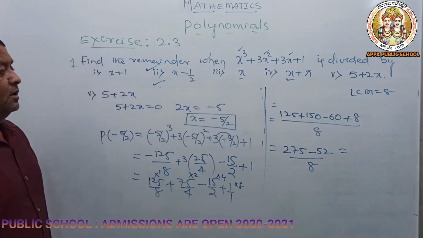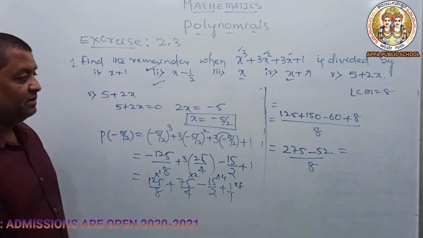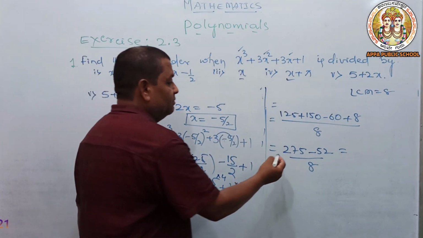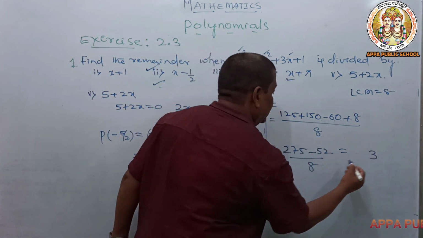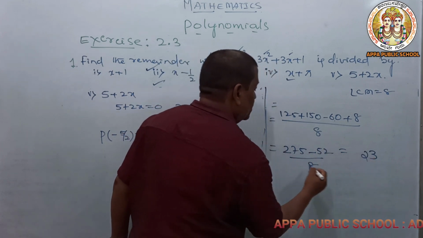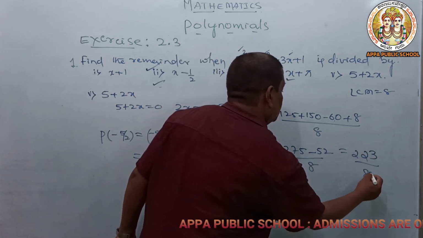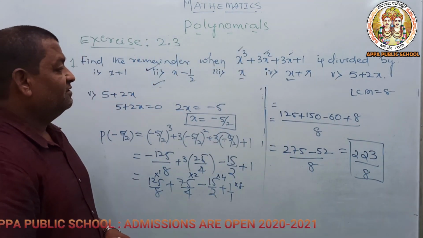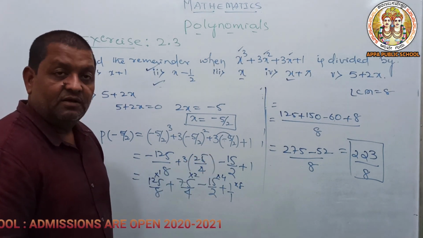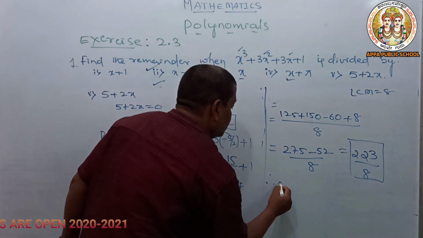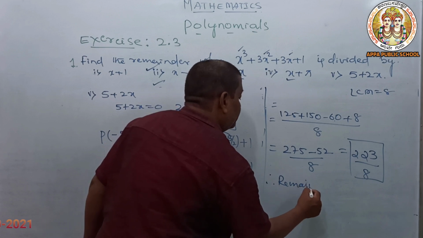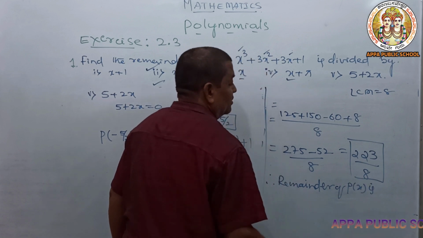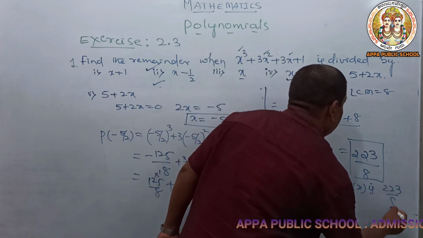Okay. So check it once again. 275 minus 60 plus 8 minus 52. Now we do this simplification. 5 minus 2, 3. 7 minus 5, 2. And this 2. Right? So what is your answer? 223 by 8. So that is our remainder. Therefore, the remainder of p of x is 223 by 8.